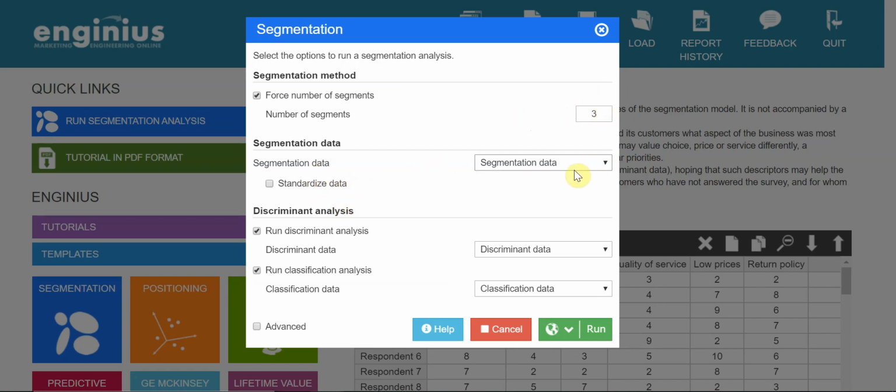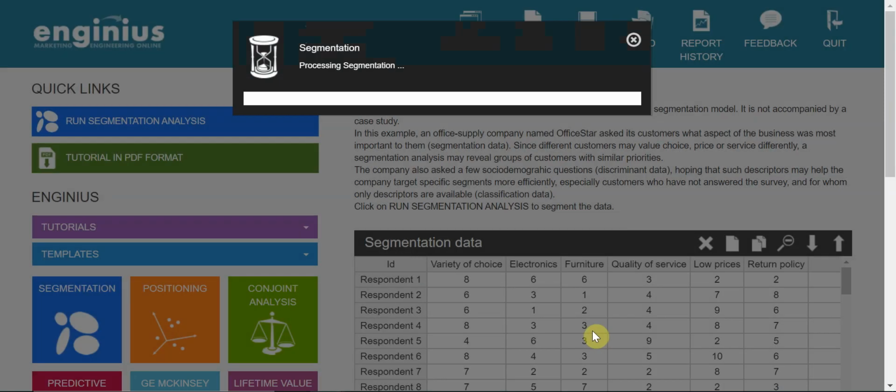And segmentation data, yes, we have it. And we will learn discriminant data analysis too, so we have that. And we will skip the classification analysis this time, so let me uncheck it. You can check it, but anyway, I can run it by clicking this button, run.